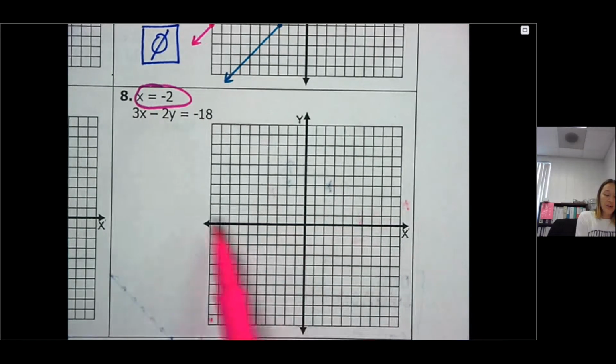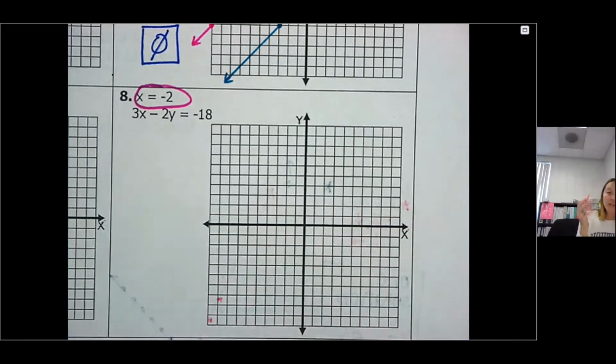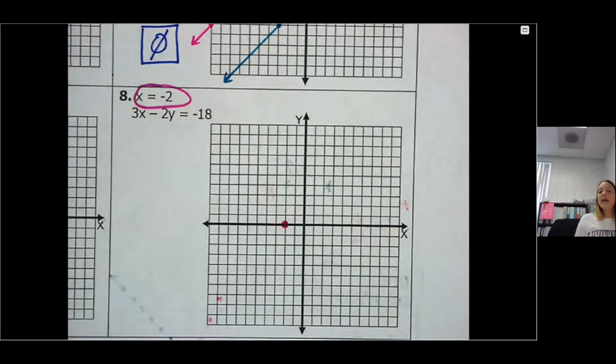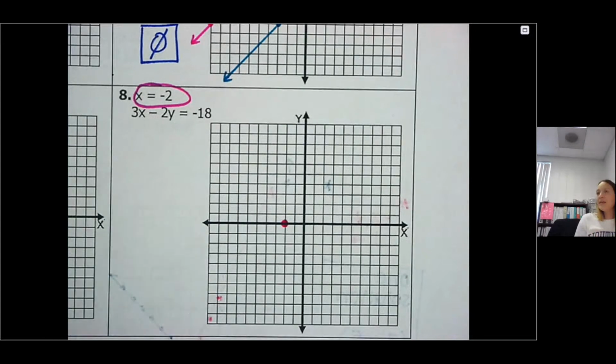X is left and right, so go to negative 2. That means to the left 2. And I need to make a line that intersects that point right there. So which way does it have to go? It has to go straight up and down. Yep. There's your first line.